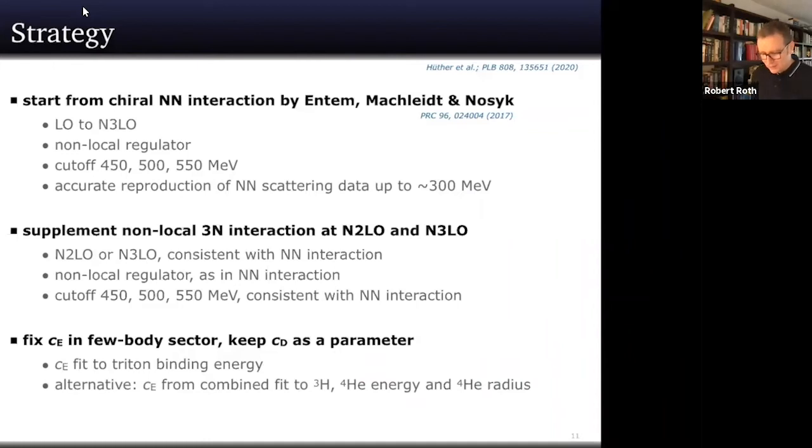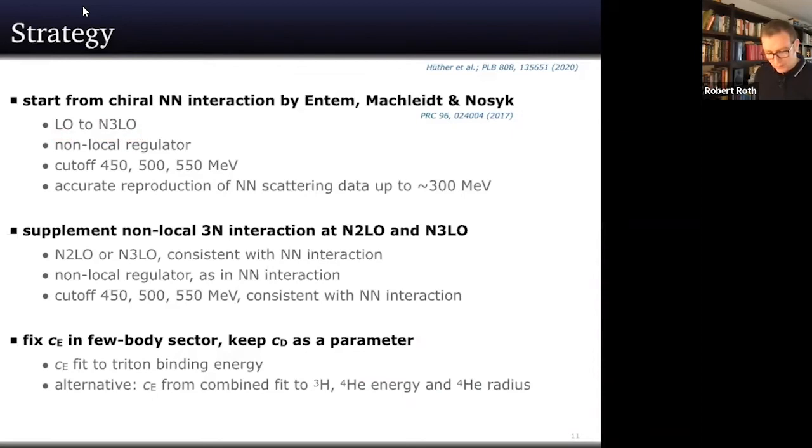One of them is a group around Ruprecht Machleidt. He is famous in the interaction business. He's the father of the Bonn interactions, ABC, CD-Bonn. Then he constructed one of the first chiral two-body interactions at N2LO that was widely used. He and his colleagues have provided an updated version of interactions, not only N2LO, but actually from leading order to N4LO.